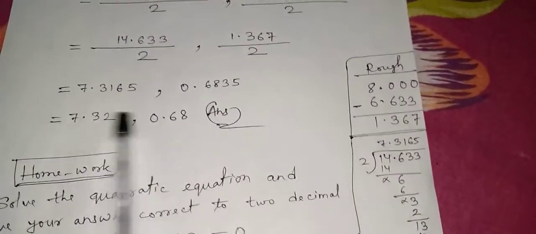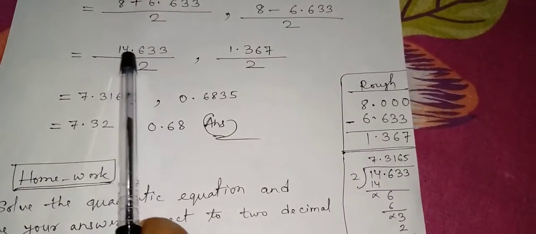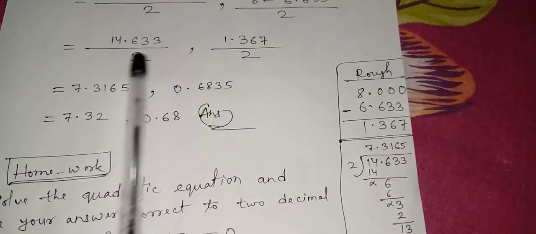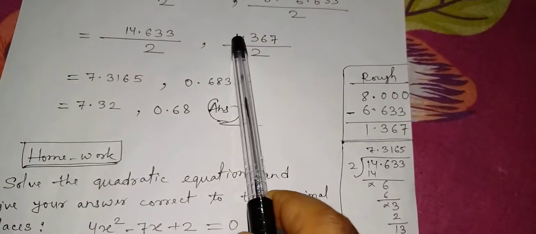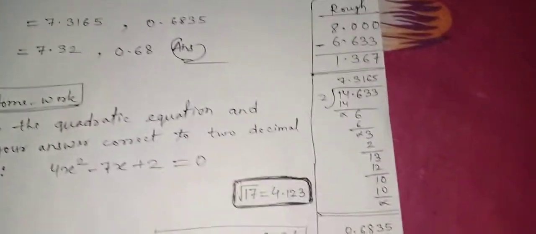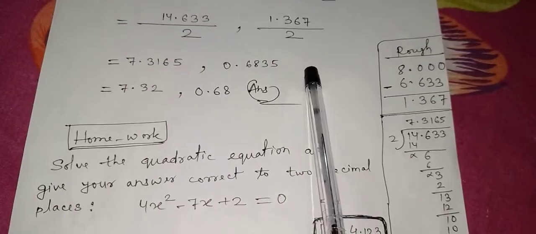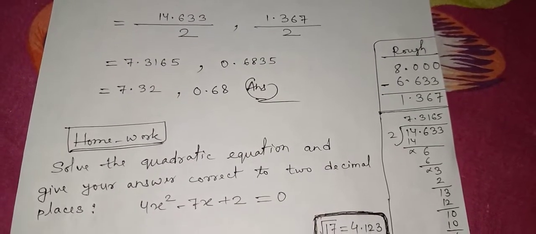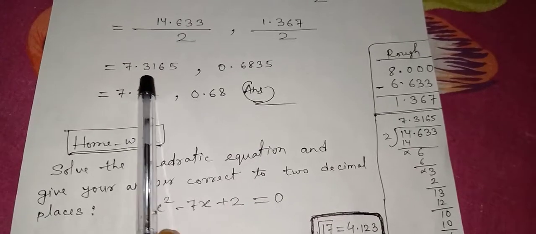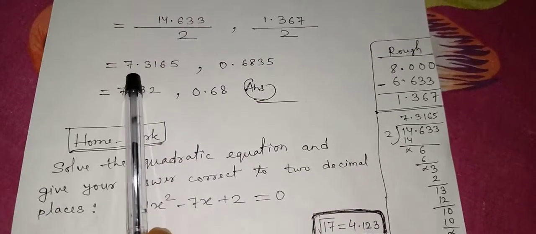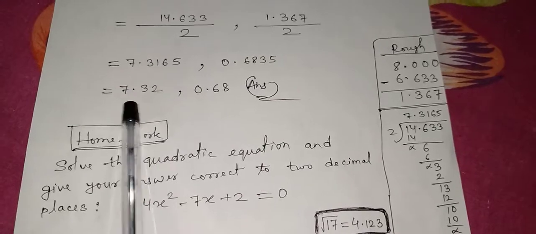And then dividing by 2, dividing 14.633 by 2, result is here. How to divide I have done here in the rough, you can check. And dividing 1.367 by 2 I have done here in rough. How I got the answer I have done in the rough and written the answer here. So as you know, the question has asked to get only 2 decimal places. So here we have 4 decimal numbers. So my answer will be 7.32.